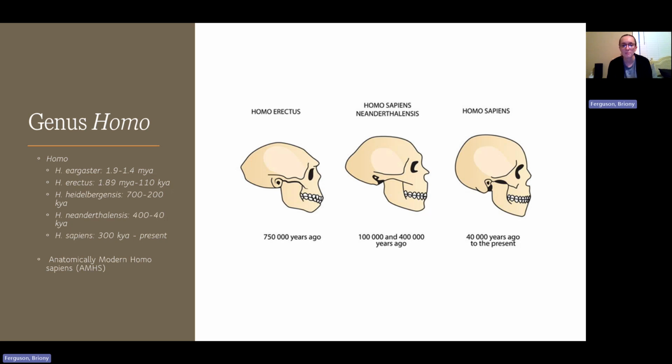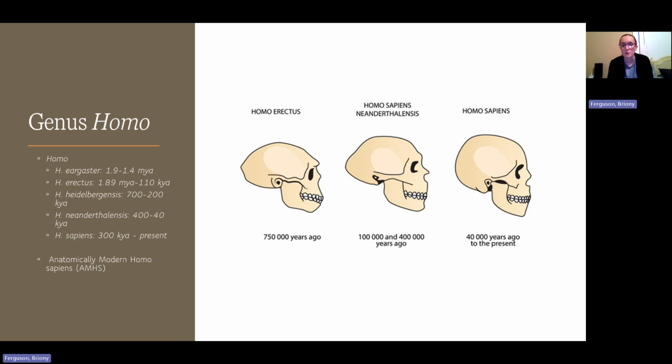You can see that we've got much chunkier jaws in both of these species, as well as more prognathism. So you can see with Homo erectus, it's pretty prognathic. By the time we get to Neanderthals, it is kind of cooling down a little bit, but it's still drastically different from Homo sapiens, where we can see there's little to no prognathism.